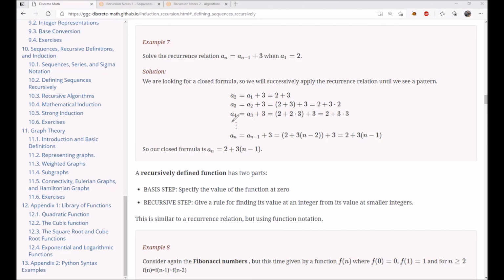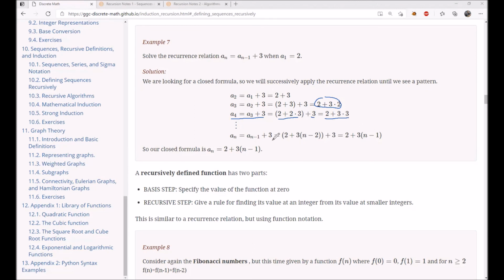The next term, a_4, is a_3 plus 3, but we have a way to write a_3 right here. So a_3 is 2 plus 2 times 3, then we're adding another 3 to it, and now look what we have. This is 2 plus 3 times 3.